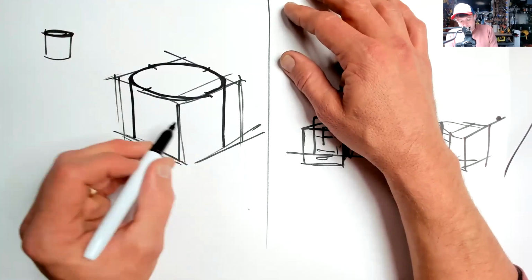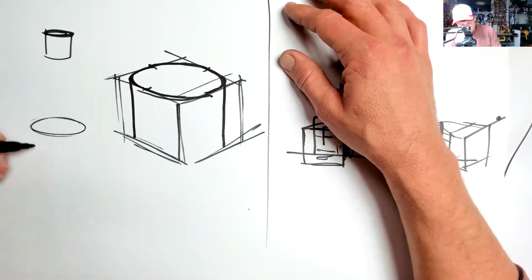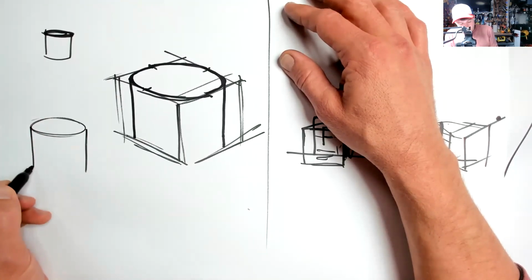Right? And how do I finish off the bottom of this cylinder here? Can I finish off that cylinder with a straight line?